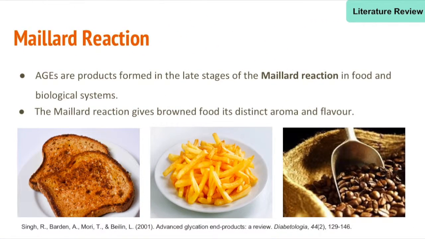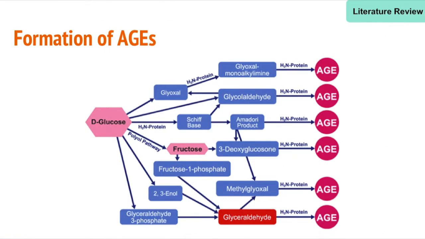As we have seen, AGEs are formed during the late stages of the Maillard reaction in food and inside cells. The Maillard reaction is involved in cooking whenever you toast, fry, bake, or roast, as long as you get that brown color. The second pathway involved in the formation of AGEs is the polyol pathway.